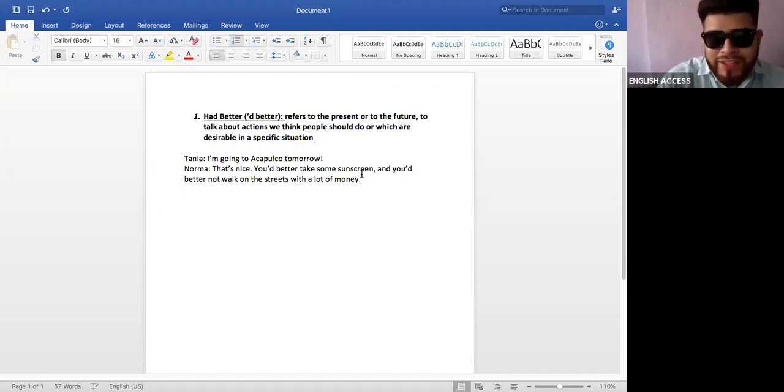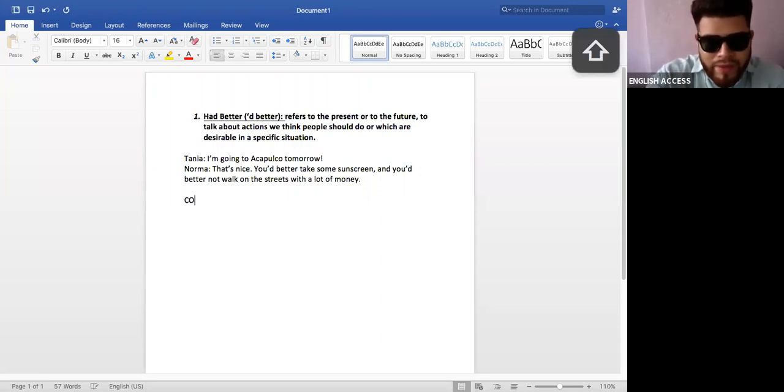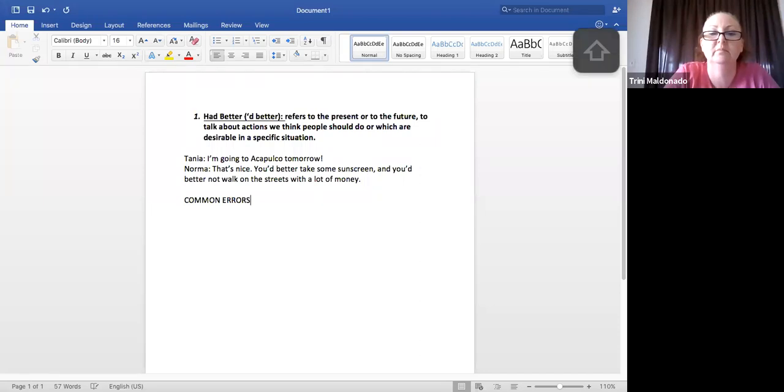It looks easy, right? Now it's usually a little difficult because people don't use this. It's not very common either. It's very formal actually. But these are the common mistakes, common errors.